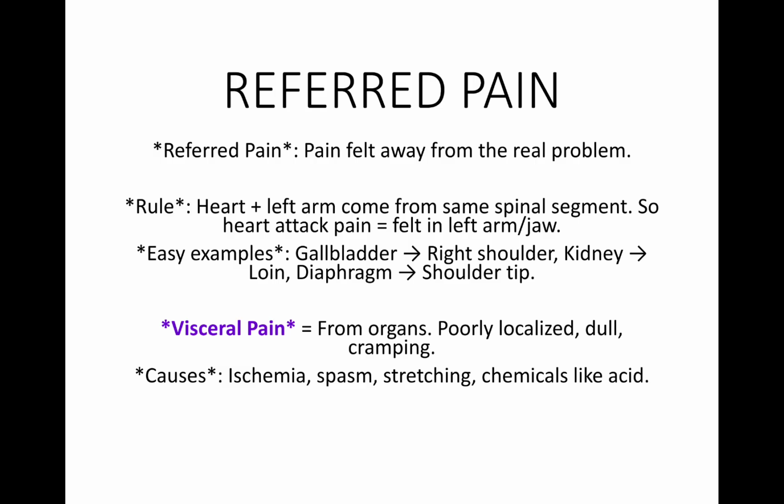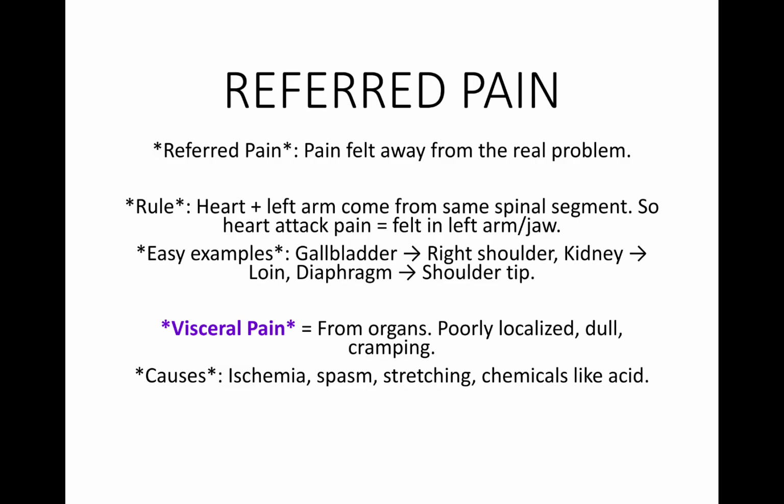Easy examples also include the gallbladder and right shoulder. When you have gallbladder stones, the pain radiates from the back to the right shoulder. If you have kidney issues, it radiates to the loin. With diaphragm issues, the referred pain is shoulder tip pain. This is how you can remember it by easy examples.